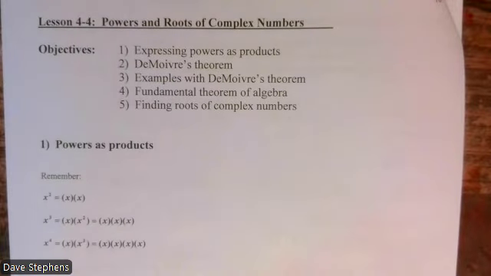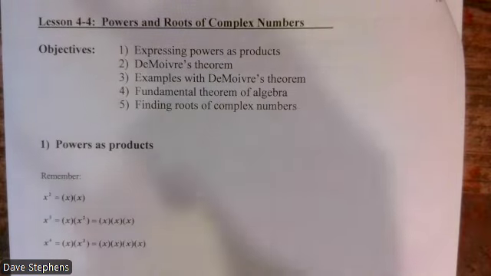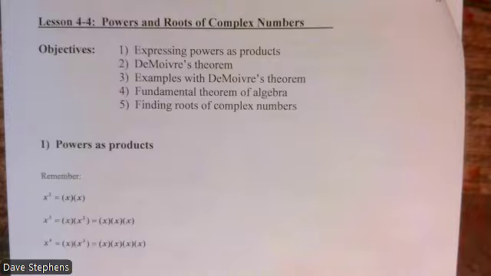All right, we're looking at the last of the lesson, unit 4, lesson 4, powers and roots of complex numbers. The objectives here: expressing powers of products, de Moivre's theorem, examples with de Moivre's theorem, the fundamental theorem of algebra, which for some reason is showing up, I guess, and finding roots of complex numbers. We're going to explore it. It's going to be good.